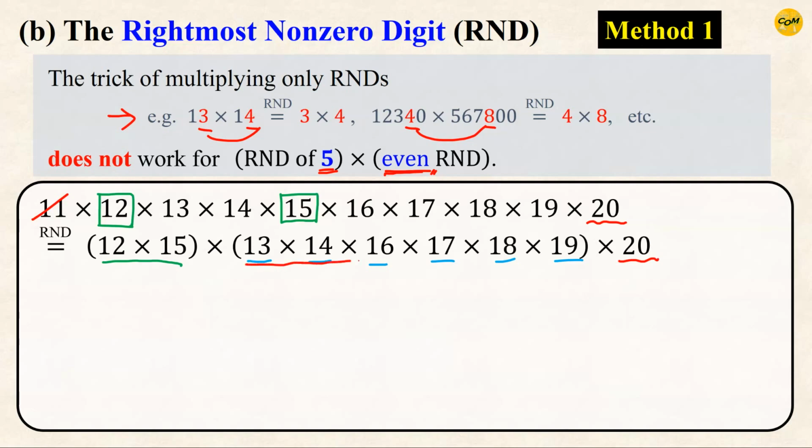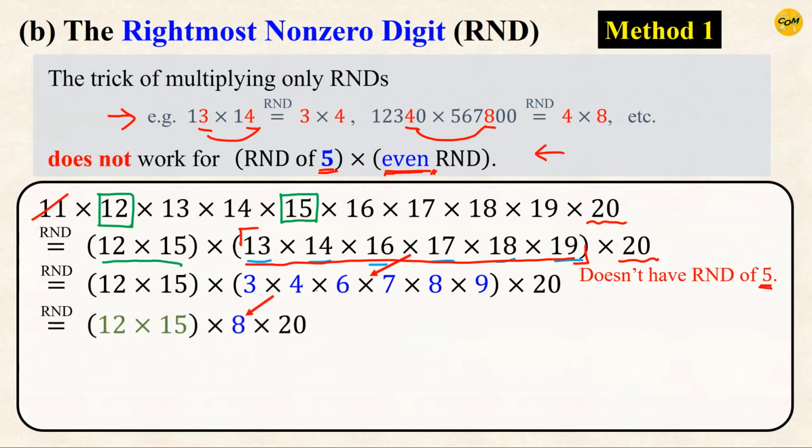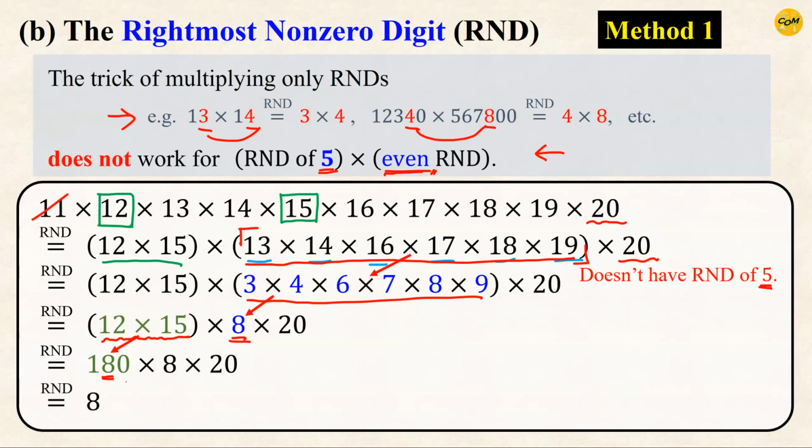Here, for these 6 numbers, we can actually use the trick of focusing only on rightmost non-zero digits, because this product does not include a number with rightmost non-zero digit of 5, so we won't have any problematic case like this. And we have already obtained in the previous case that this product gives the rightmost non-zero digit of 8, and as for this 12 times 15, we have to carry out the actual multiplication to obtain its rightmost non-zero digit. So in the end, we obtain the rightmost non-zero digit of 8.